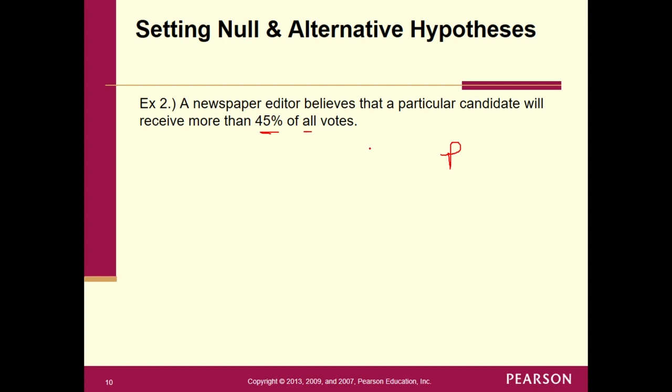All right, so let's figure out the alternative here. What do you think the alternative is going to be? Let's see, more than 45%. So to me, the alternative would be p is greater than 45%.